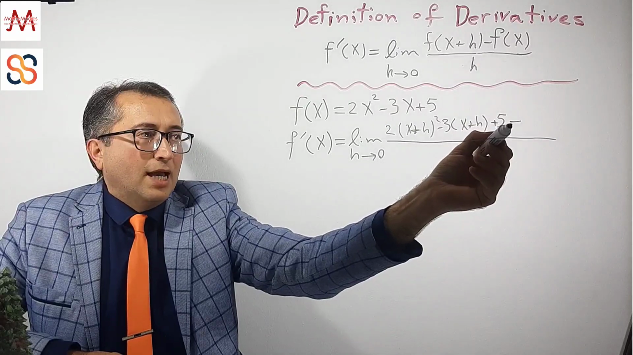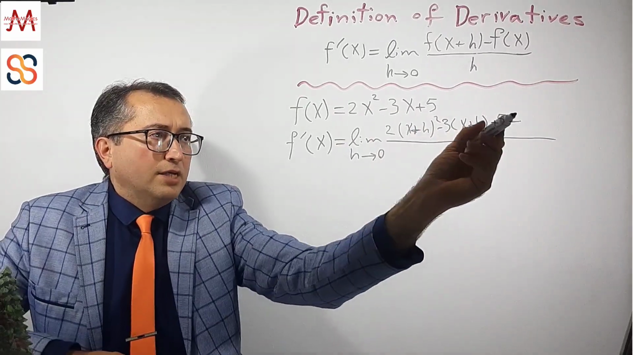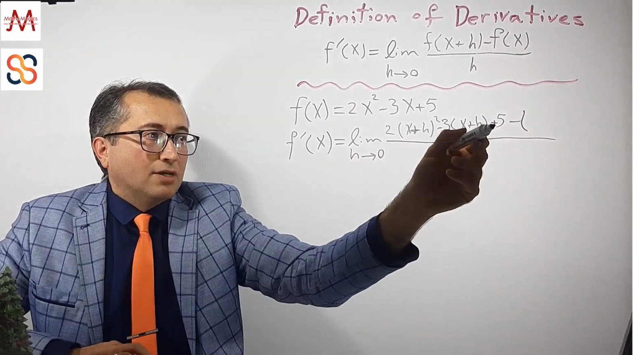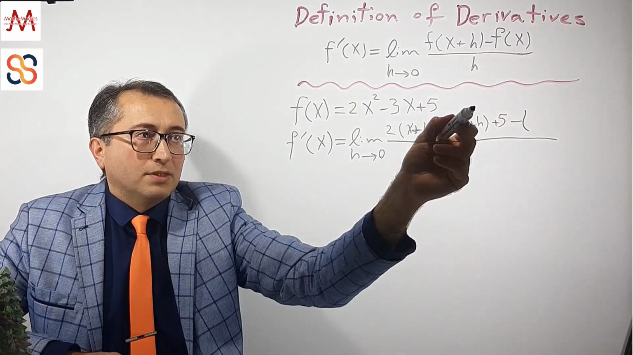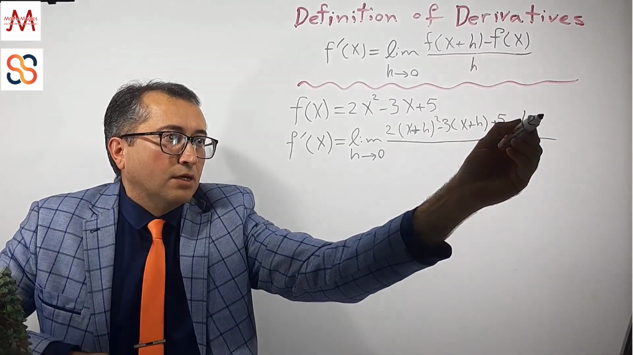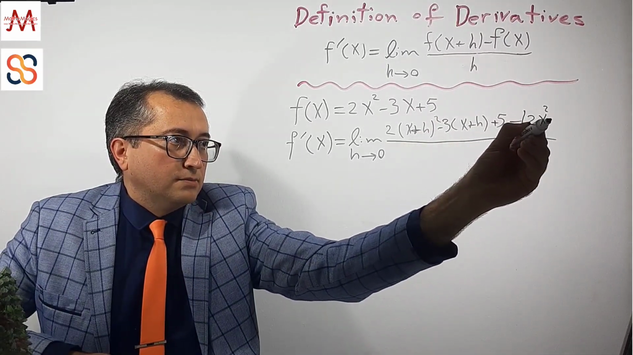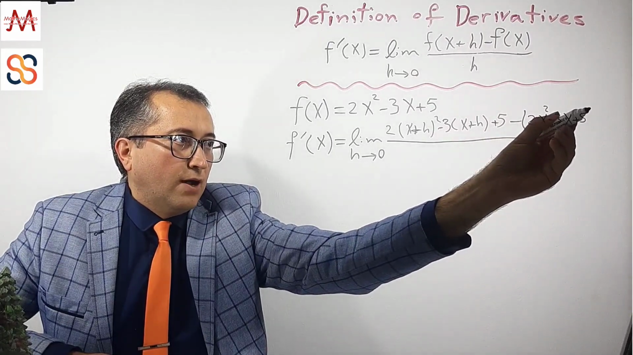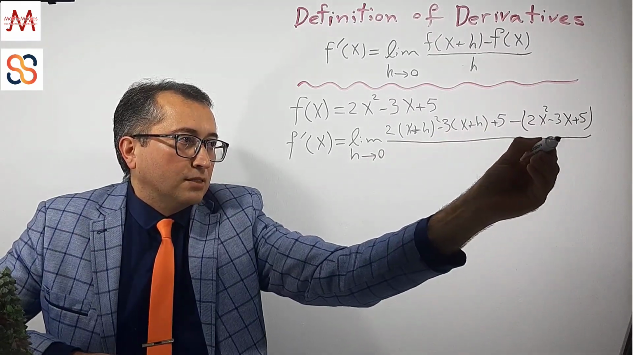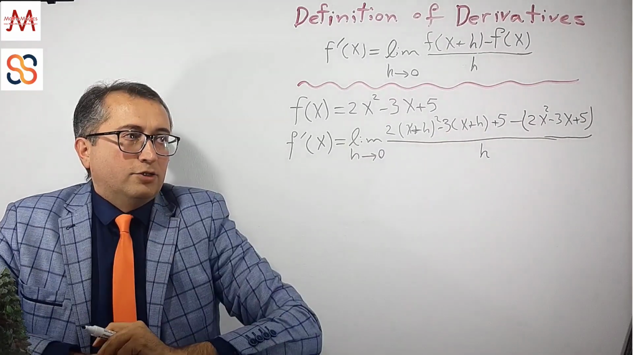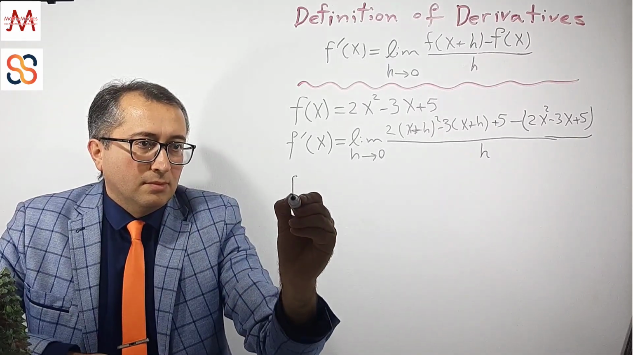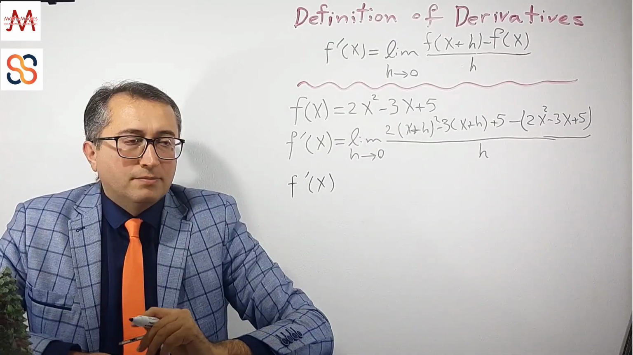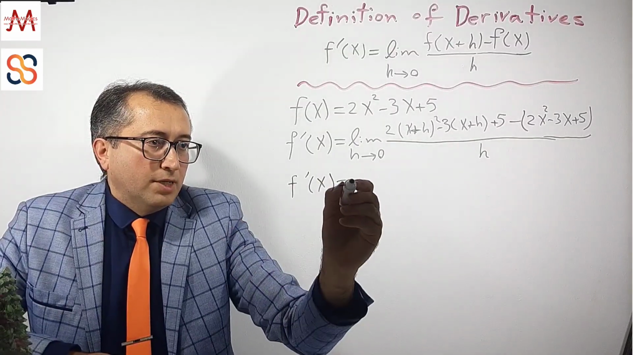Now, let's write the second term, minus f of x. We have a minus sign here, so let's rewrite the f of x function inside a parenthesis to consider this minus for all terms. Minus 2x squared minus 3x plus 5 in parenthesis, divided by h. Here we have to do an algebra process.